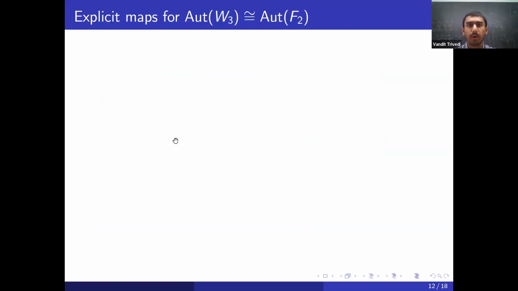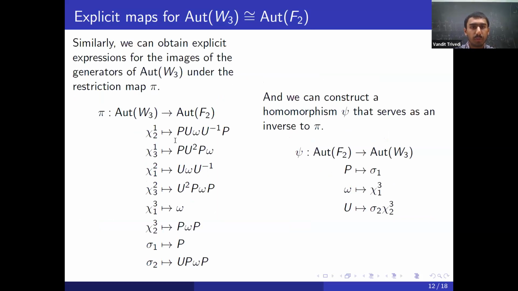And similarly, we can do the same thing for the other isomorphism. Obviously we have 8 generators for Aut W3, and you can map them over and do exactly the same thing. Now, constructing the inverse in this case is a bit easier because omega and p actually appear as images of generators of Aut W3. So the only one you need to think a bit about is the transvection, and that's not too hard either.